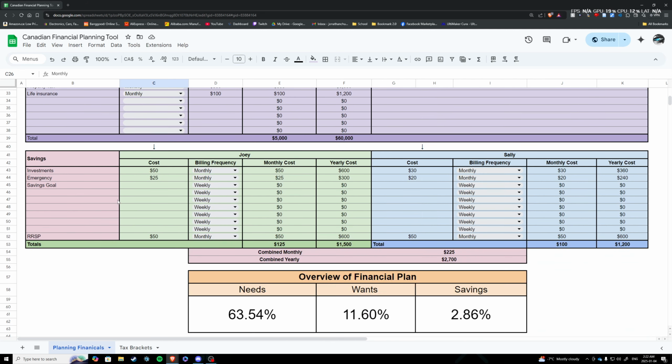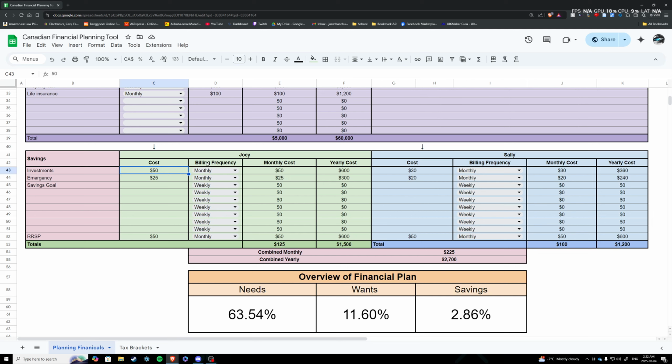Okay, next we have our savings. So this part was split off into two. We have a section for Joey and a section for Sally, and then you can put your category, I guess: investments, emergency savings goals, or your RRSP.